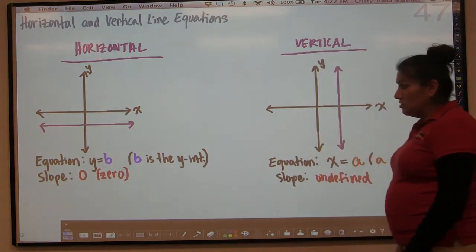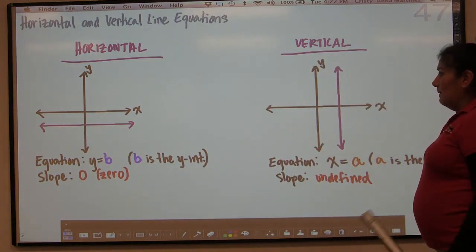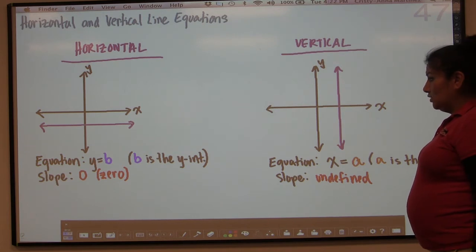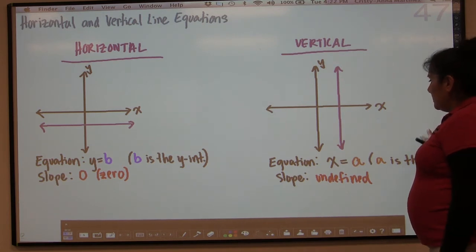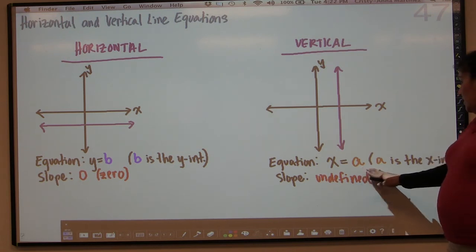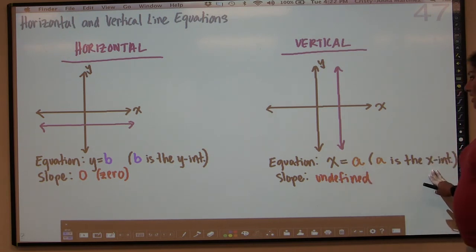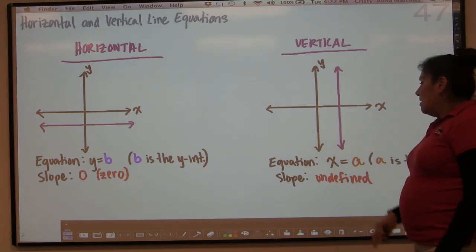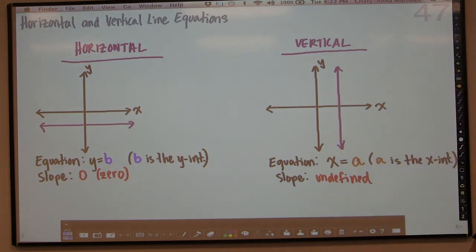The slope of the horizontal line is always 0 because there is no change in y, so you get a slope of 0. In the case of the vertical, you have x equals a, and a ends up being the x-intercept, the place where the line crosses on the x-axis. And the slope of a vertical line is always undefined. That's because there's no change in x, and the change in x is on the bottom. So division by 0 is undefined. So that's kind of your summary on horizontal and vertical line equations.